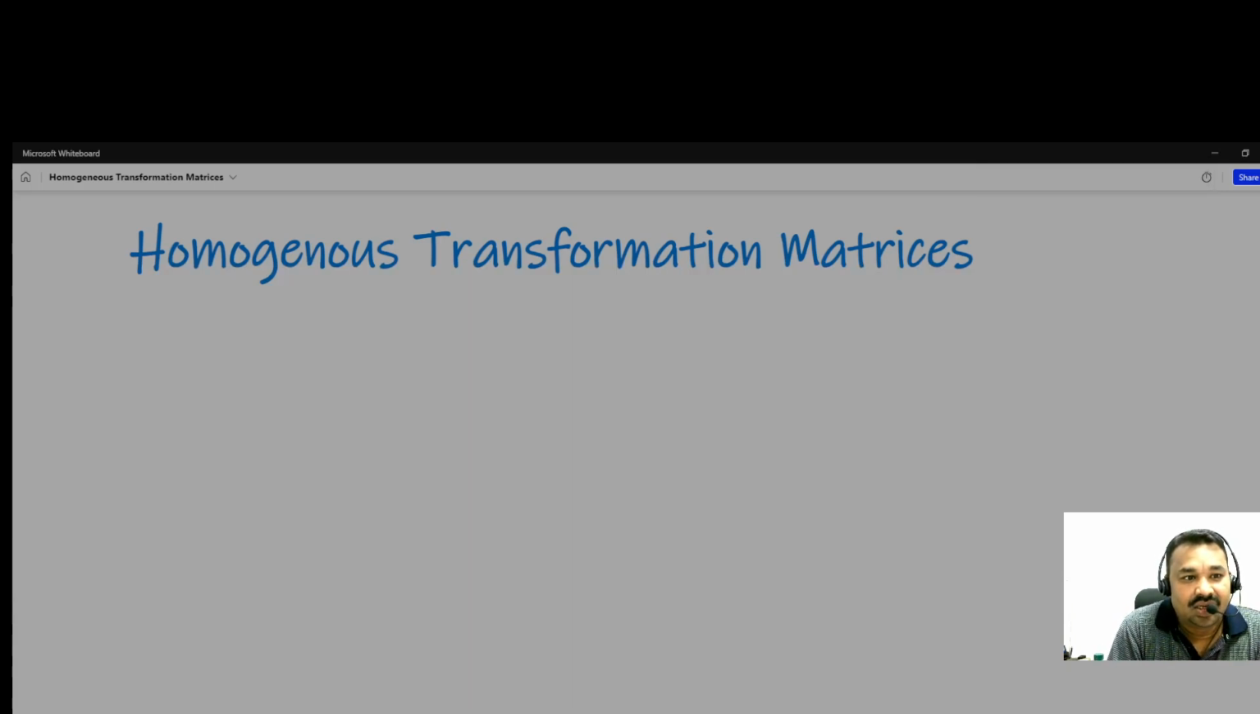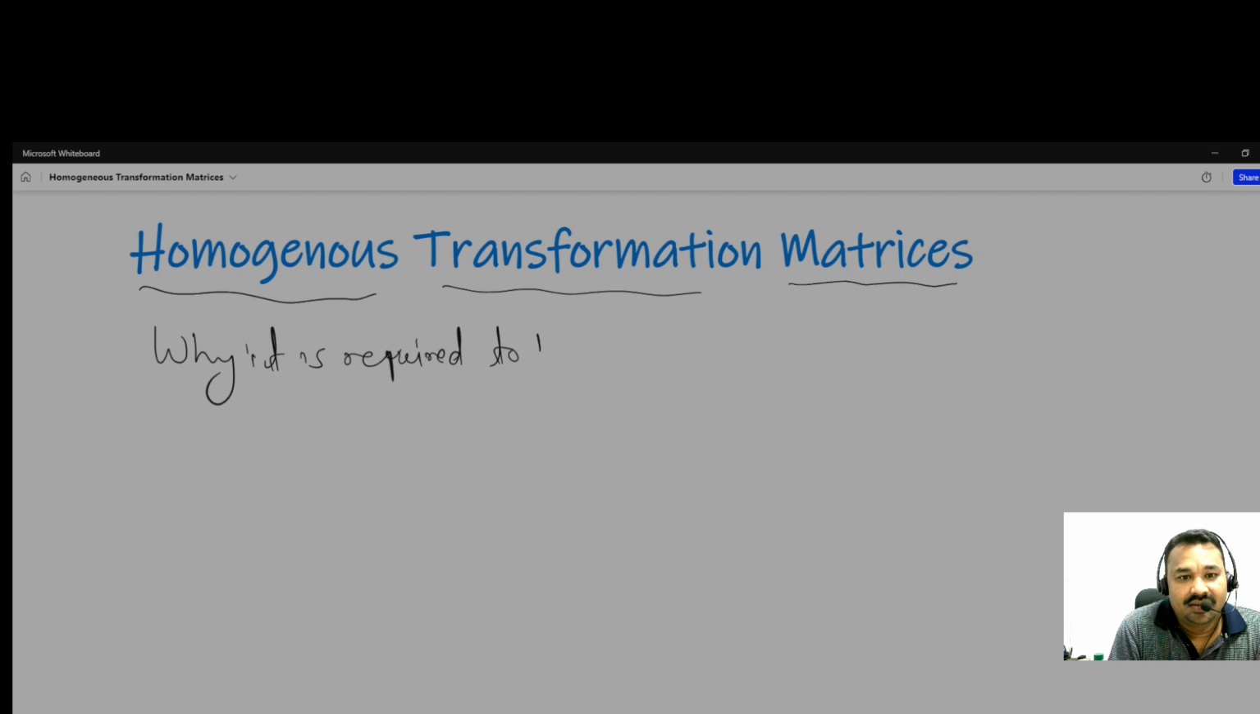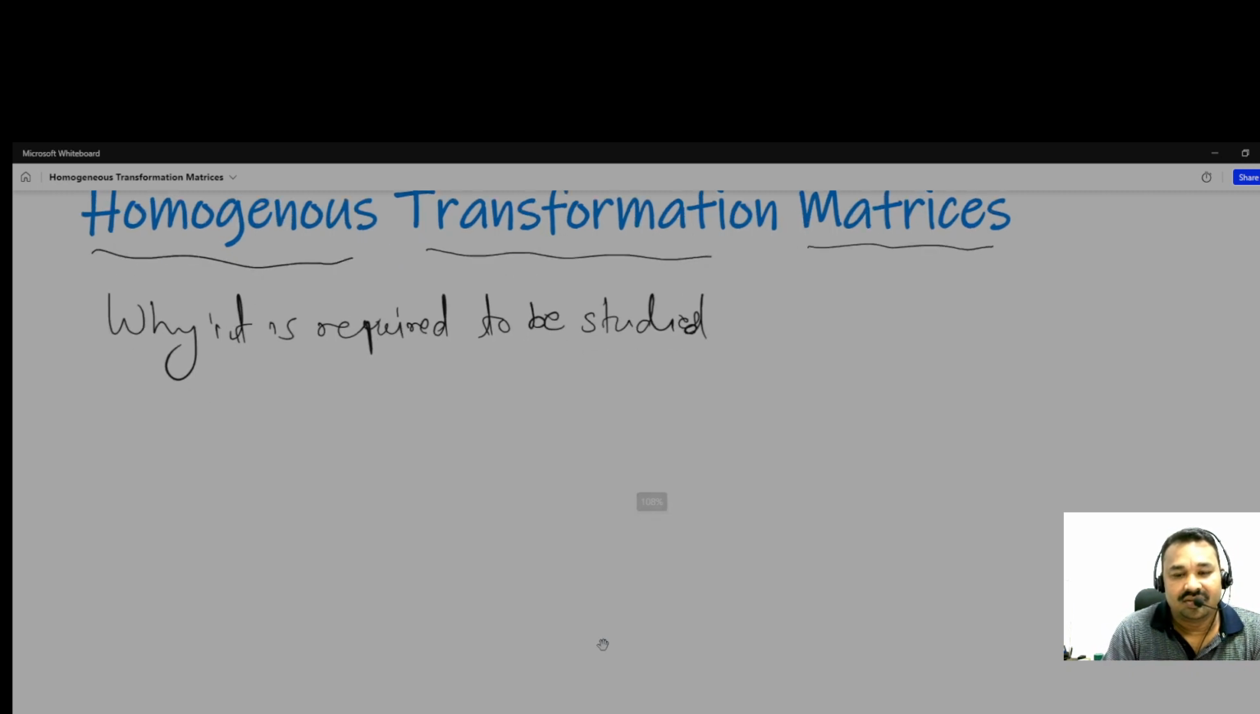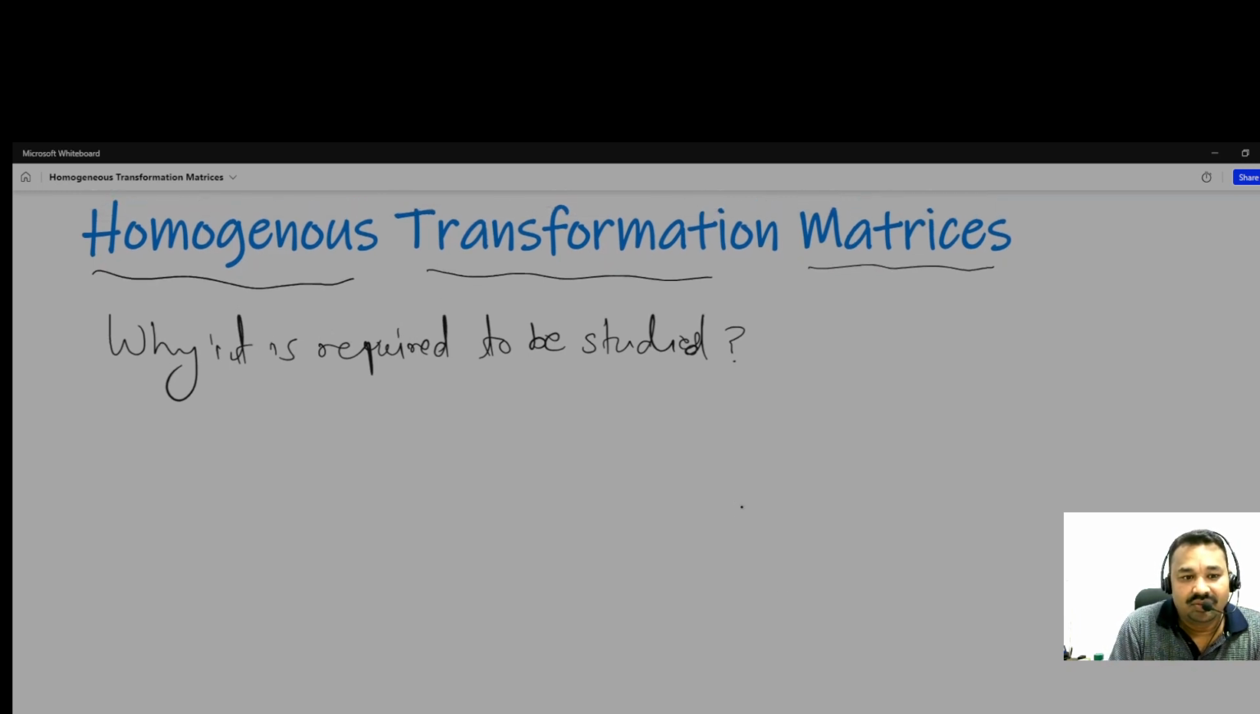Let us discuss homogeneous transformation matrices and why it is required to be studied. So our answer is because we want to know the location of our manipulator. So this is, suppose, a manipulator.